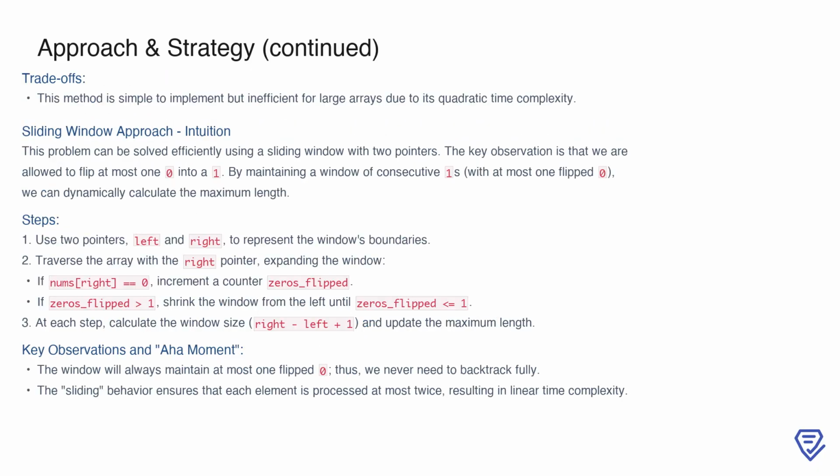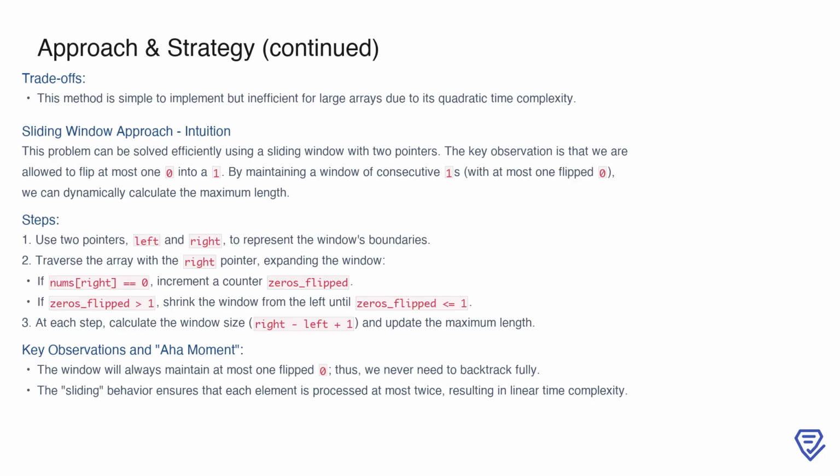Now, to address the inefficiency of the brute force approach, we can use a sliding window technique. The key insight is that we are allowed to flip at most 1 zero into a 1, so we can maintain a window of consecutive 1s that includes at most one flipped 0. Using 2 pointers, left and right, we define the window boundaries.